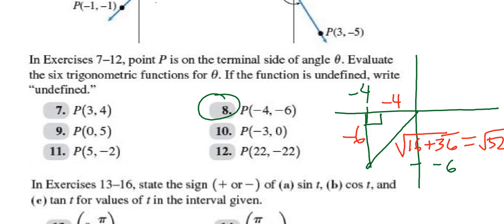4 goes into it 13 times. I know that because I play cards. You know what I mean by that? Any of you who've played 52 card pickup probably know that, right? There's 4 suits and 13 cards in every suit. 4 is a perfect square, so they changed it to 2 radical 13.